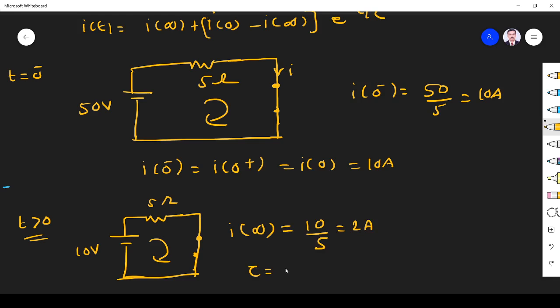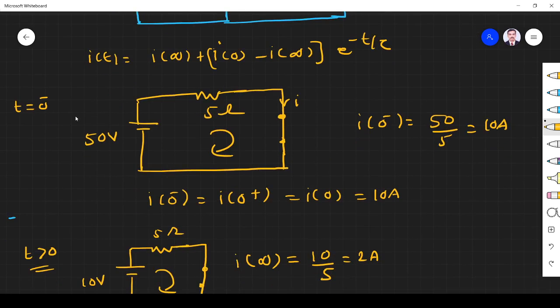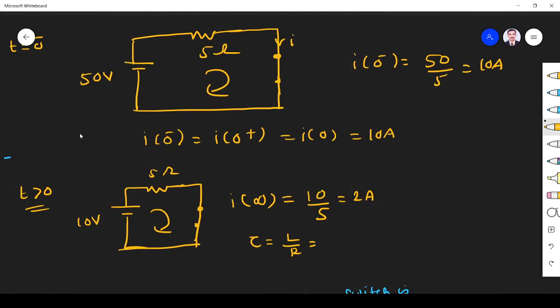Now I have to find tau. Tau is equal to L by R. What is the L value here? L is 2 Henry.